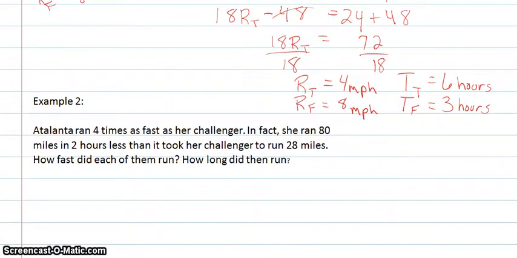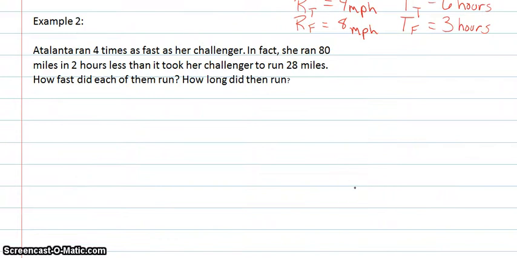Alright, the next example we set up very similarly. We're going to set up those 4 different equations to find the 4 variables. So example 2 is Atlanta ran 4 times as fast as her challenger. In fact, she ran 80 miles in 2 hours less than it took her challenger to run 28 miles. How fast did each of them run, and how long did they run?